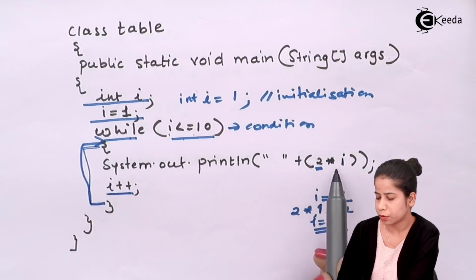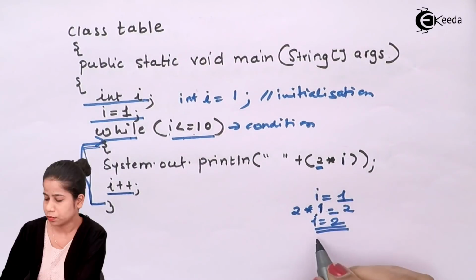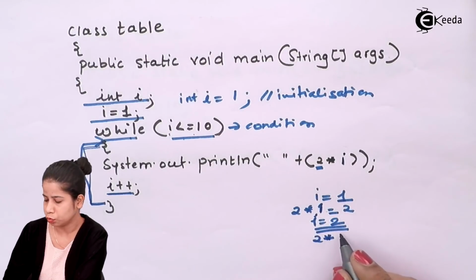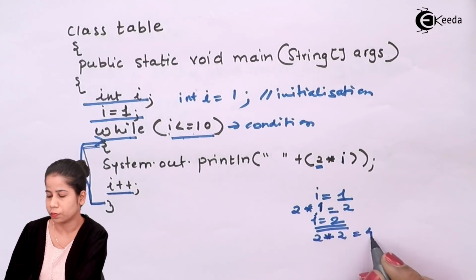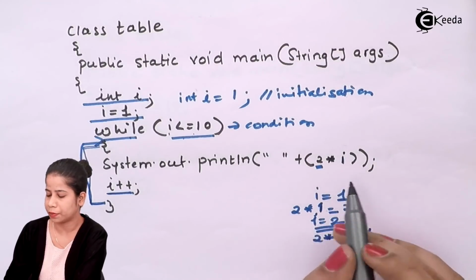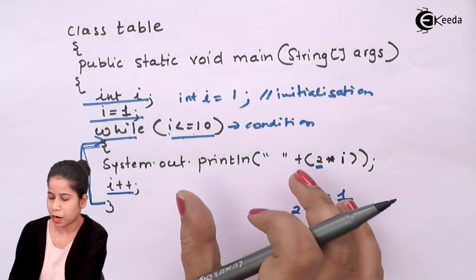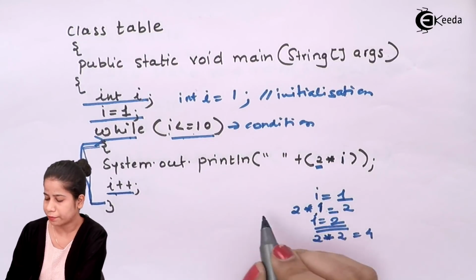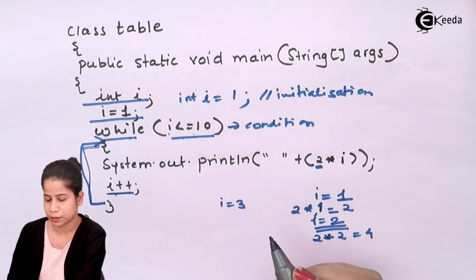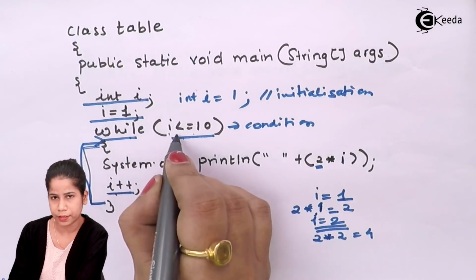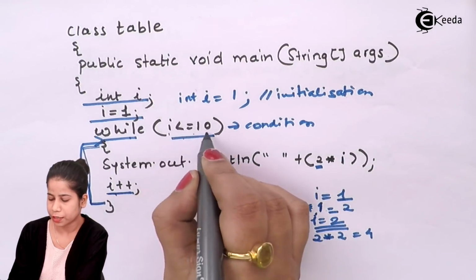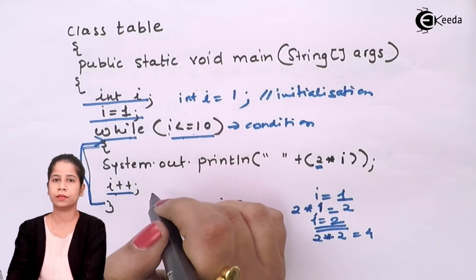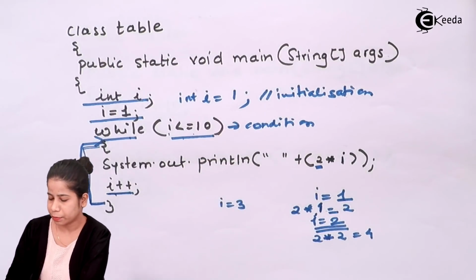Now what is going to happen again? 2 into what is the recent value of I? That is 2. So 2 into 2 is 4, right? The multiplication will happen and it will show the output. Then again I'm incrementing the counter, so now the I value becomes 3. Again it will check whether this condition is true or false. This will happen till I becomes 10.